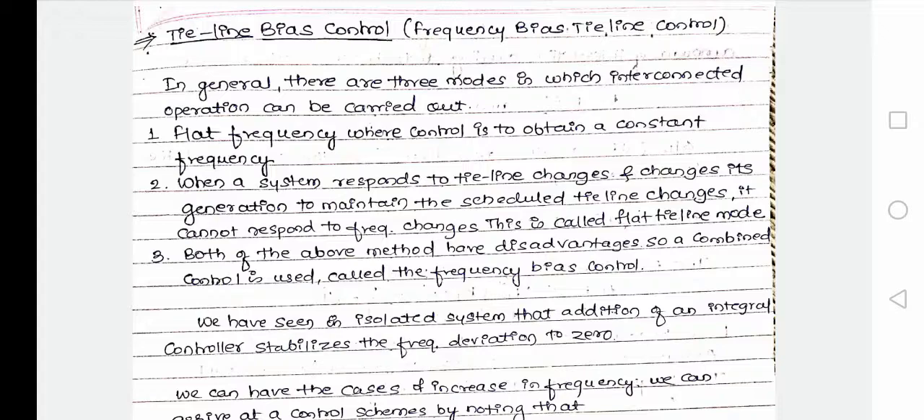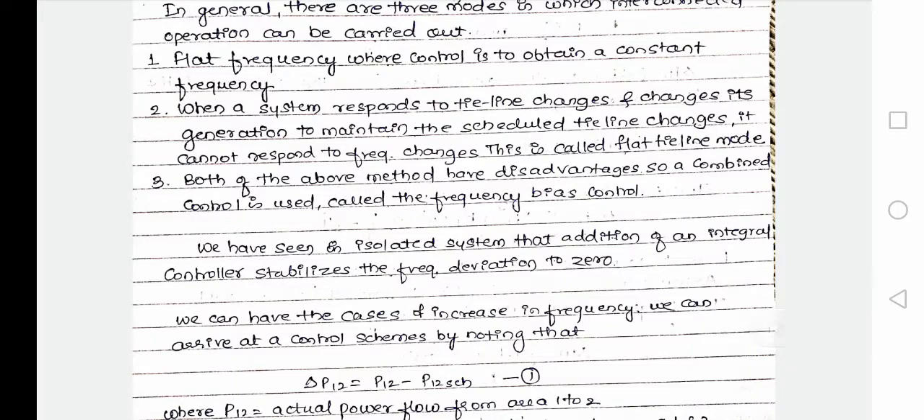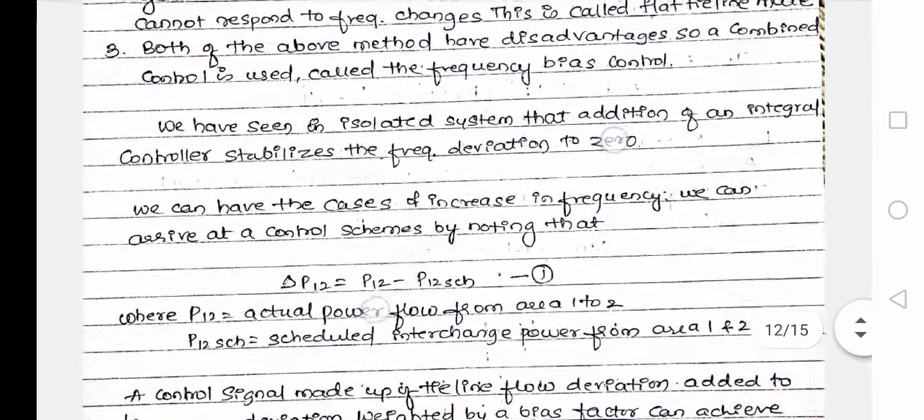Then the third one is what? The above methods that we have stated have disadvantages. So if we combine the two methods, then we can obtain a frequency bias control for that particular system, that is the two area system. So what we are doing here is mixing together flat frequency control and the changes in the generation to maintain the scheduled tie lines, that is what we call the flat tie line mode, and we are having the frequency bias control of the system.